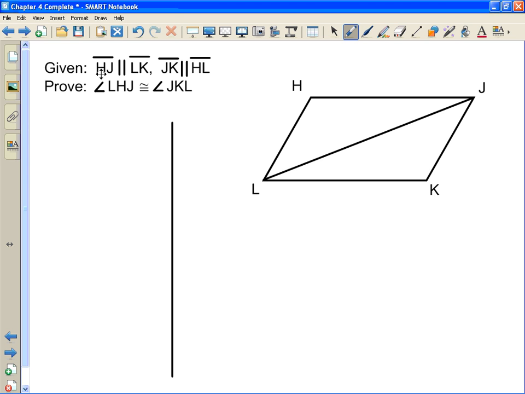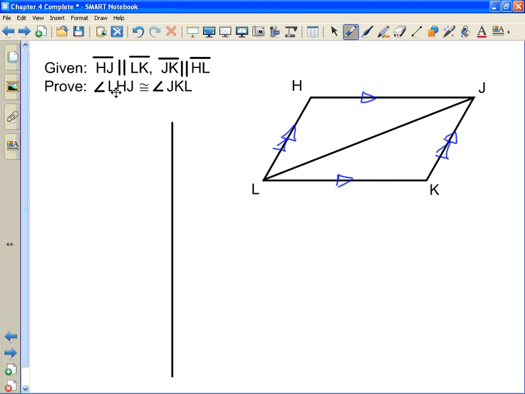All right, HJ is parallel to LK. JK is parallel to HL. Okay, so notice I'm using double triangles on here because these are parallel to each other and these are parallel to each other, so you want to have the same symbols.